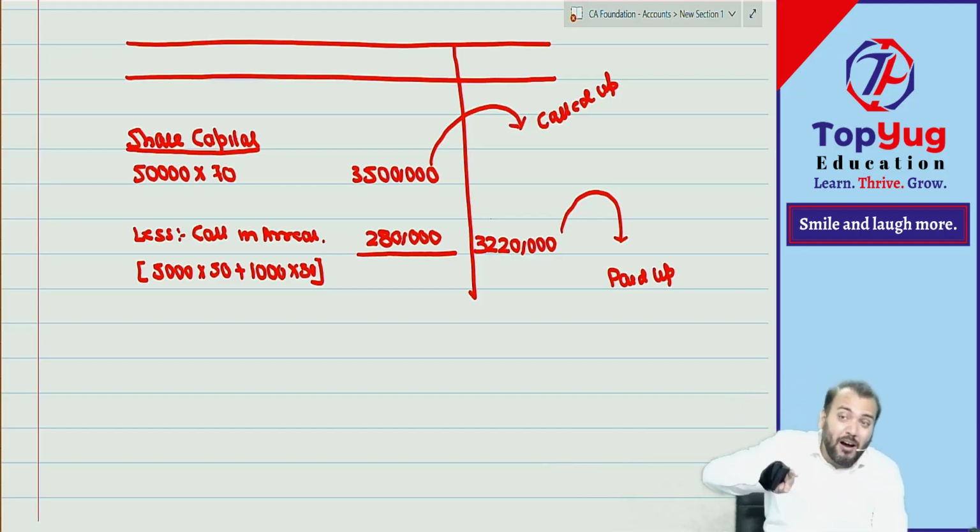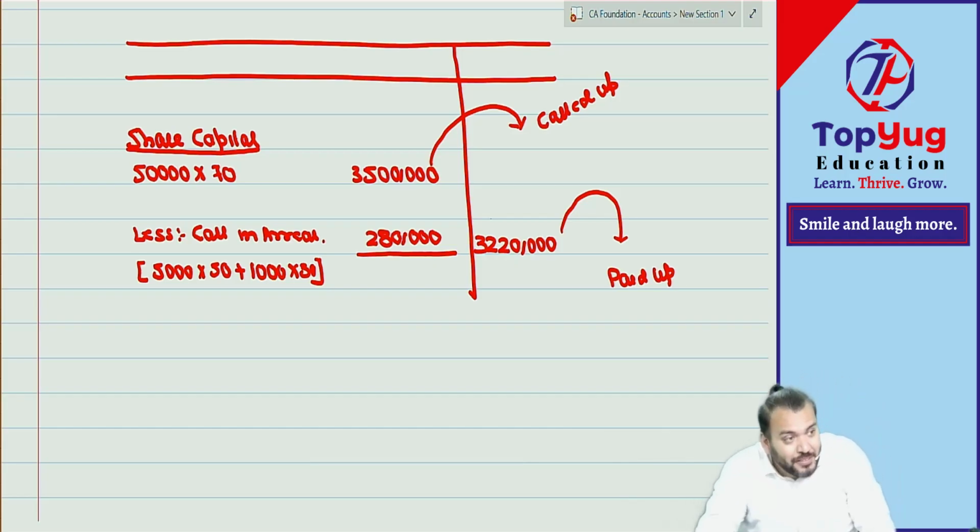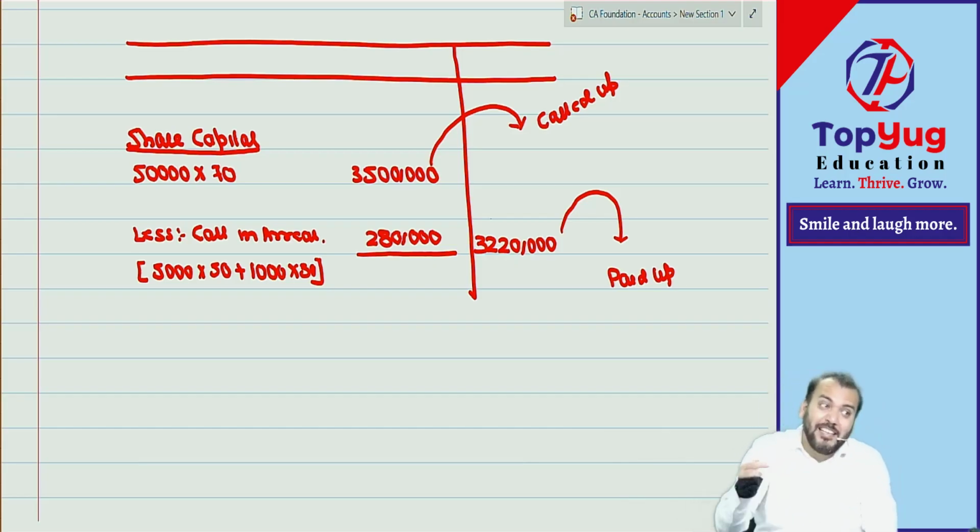What will come in the outer column? What will come in the inner column? Correct. The company will pay dividend. To whom will the company pay dividend? Shareholders. So dividend will be paid. You only think and say. Dividend will be paid on called up or paid up? Paid up. Everyone is saying paid up.